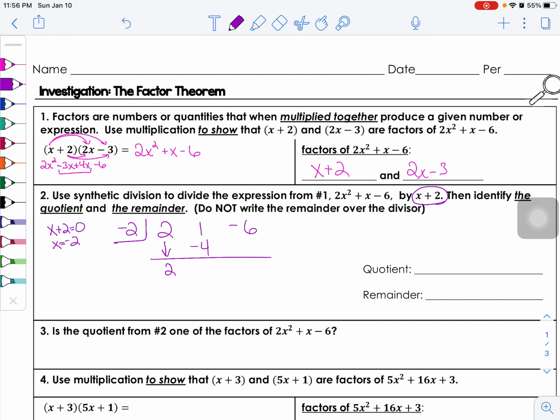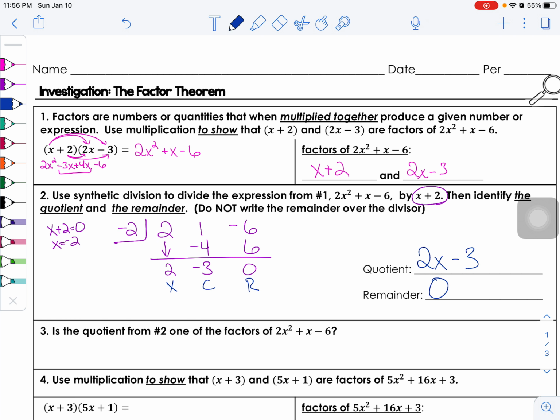All right, drop the 2. Negative 2 times 2 is negative 4. Add vertically, that's going to get me negative 3. Multiply, it's 6. My remainder is 0. Okay, so remember, remainder, constant, and then our variable was x here. The quotient is the answer when you do a division problem. So the quotient here is going to be 2x minus 3, and the remainder is 0.